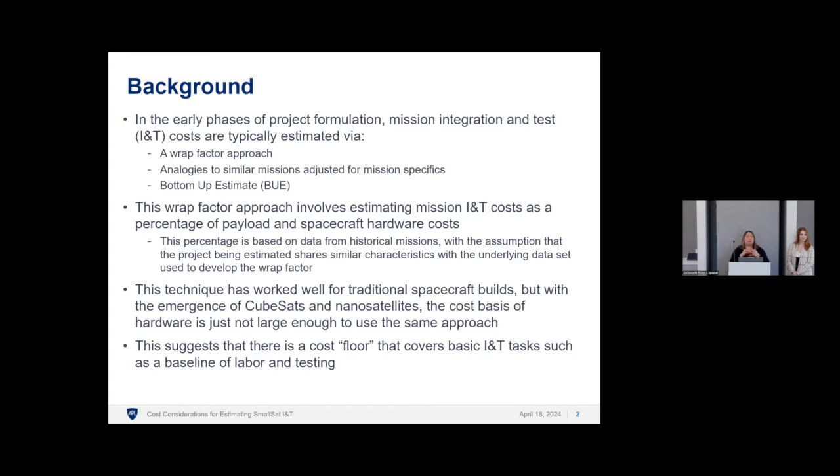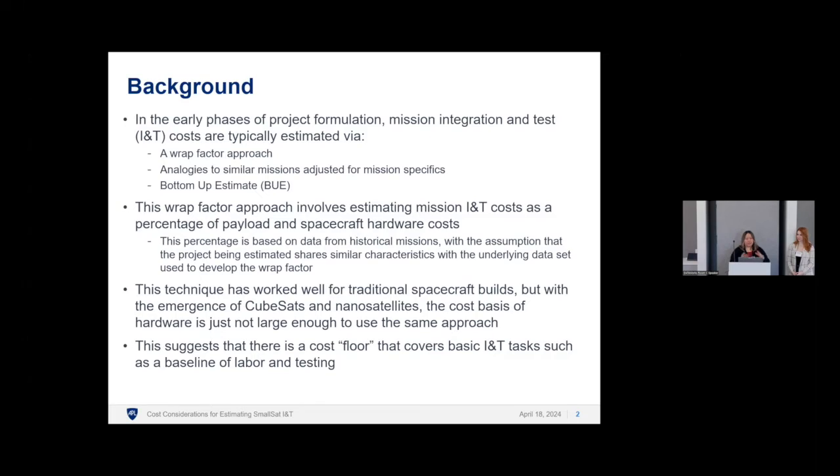Typically the approaches that are used are the wrap factor approach, analogies to similar missions, and a bottom-up estimate. That last one takes a lot of effort, so it's not something that usually is done that early on when we're still trying to figure out what we're doing. So the wrap factor approach and the analogy approach are the ones we typically lean on. However, for these small satellites, we didn't really have a lot of analogies to pull on either. So that leads us to the wrap factor approach.